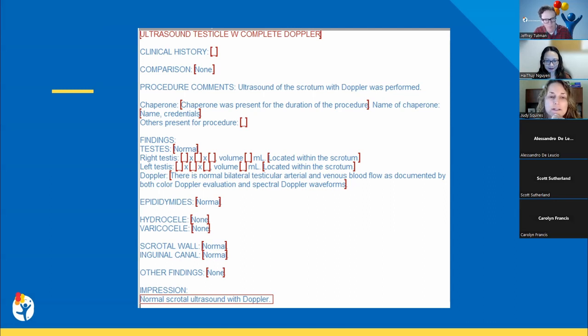Yeah. Do you always have a chaperone in the room with you? I'm just seeing this in your template. Yes. Wow. We've done it for female pelvis, but not necessarily for scrotal ultrasounds. Yeah, so it's relatively new. It's part of our hospital policy.